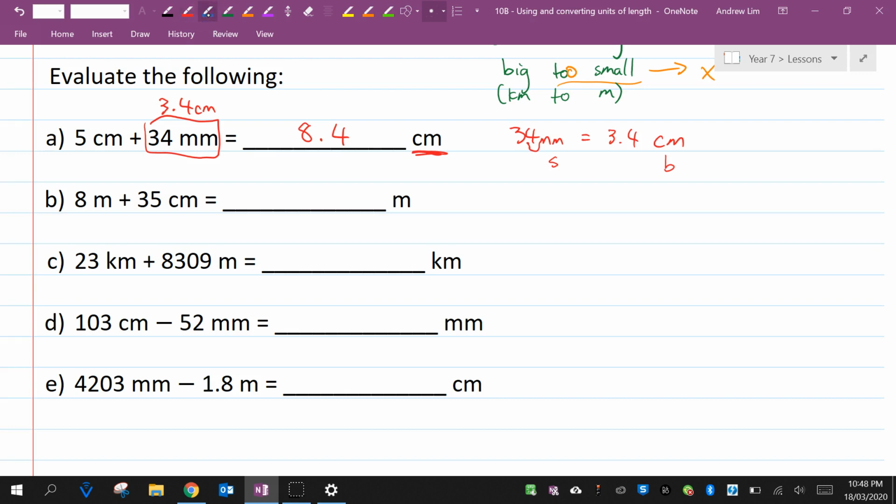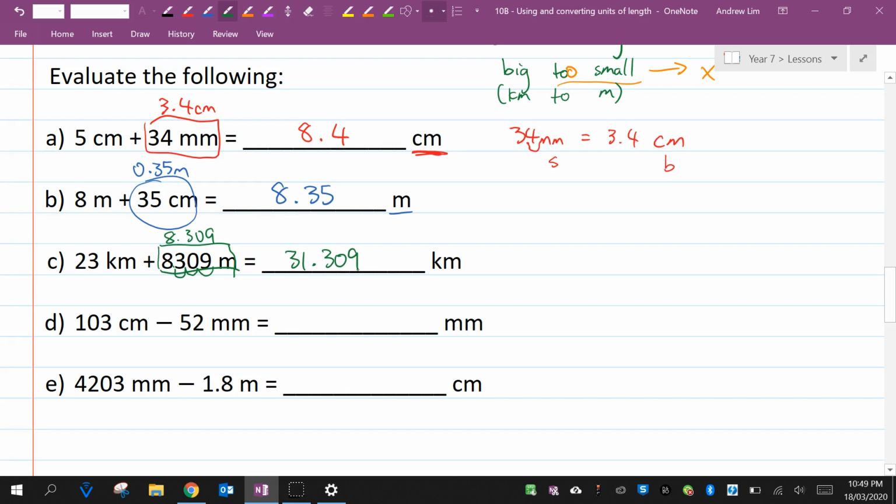Okay, so question B, I want the answer in meters, so I'm going to convert that to meters, which is 0.35. So my answer is 8.35 meters. Question C, I want the answer in kilometers, so I'm going to change that one. From meters to kilometers, I need to divide by 1000. So move it to the left 3 times. 8.309. So 23 plus 8 is 31. So we've got 31.309.